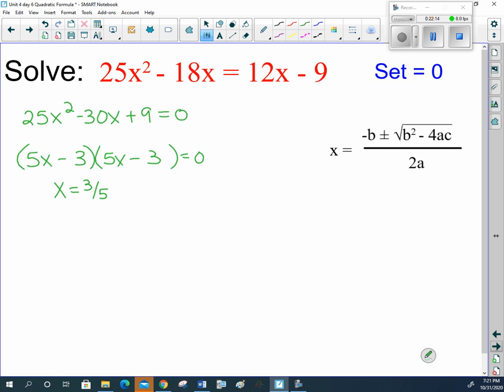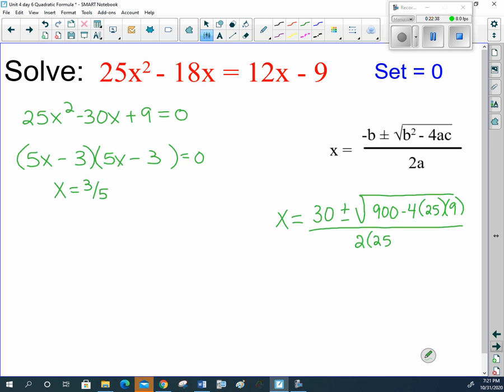So I'm going to go ahead and put it in the quadratic formula so we can see how it works out with that. So if I do the opposite of b, that's going to be 30 plus or minus the square root of b squared. So 30 squared is going to be 900 minus 4 times a, which is 25, times c, which is 9, divided by 2 times a. So 2 times 25. So x equals 30 plus or minus.